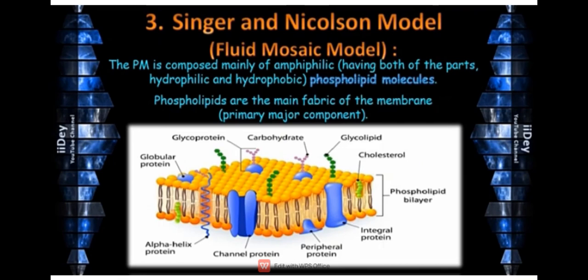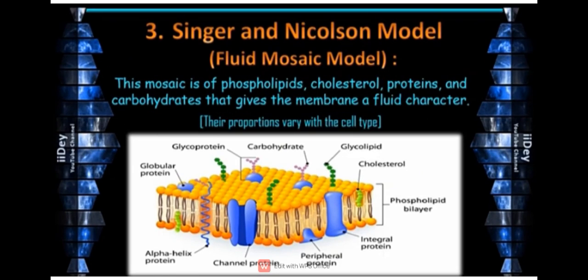This mosaic of phospholipids, cholesterol, proteins, and carbohydrates gives the membrane a fluid structure. Their properties vary with cell type. So, glycoprotein, carbohydrate, glycolipid, cholesterol, phospholipid bilayer, integral protein, peripheral protein, channel protein, alpha helix protein, and globular protein are there.